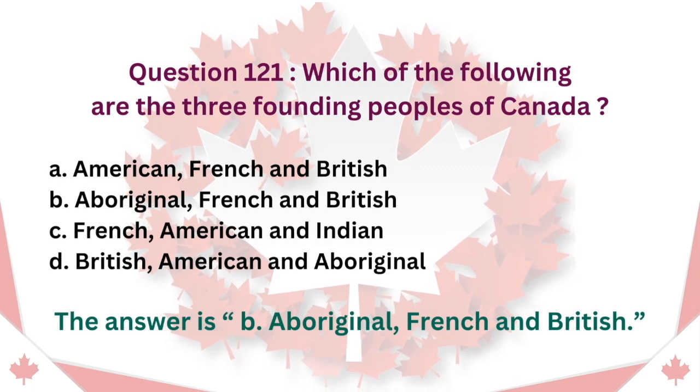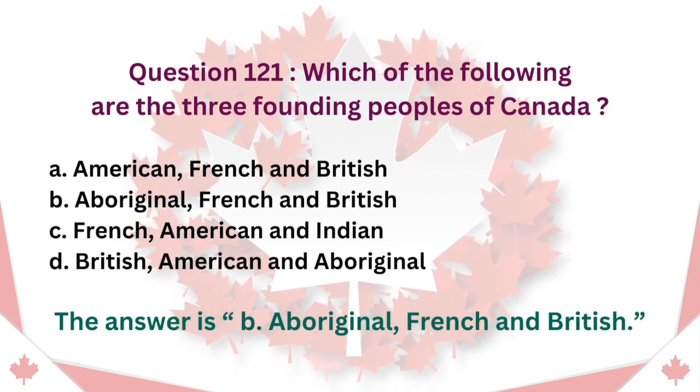Question 121. Which of the following are the three founding peoples of Canada? A. American, French and British. B. Aboriginal, French and British. C. French, American and Indian. D. British, American and Aboriginal. The answer is B. Aboriginal, French and British.